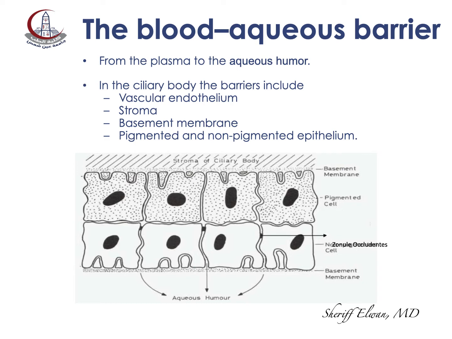Now, the blood-aqueous barrier is the barrier between the blood circulation and the space containing the aqueous. So for products to pass from plasma to aqueous humor, they have to pass through this barrier, and the barrier is in the ciliary body and is composed of the avascular endothelium, stroma of the vessels, the basement membrane, and the pigmented and the non-pigmented epithelium.